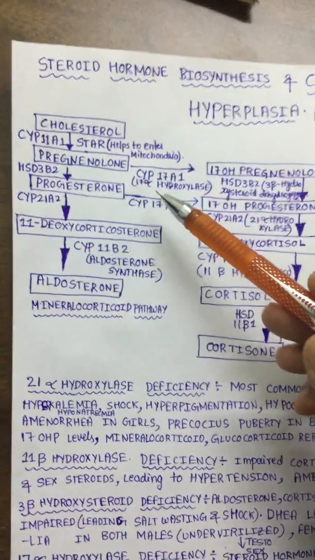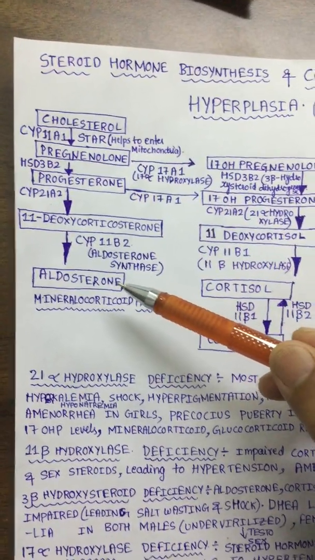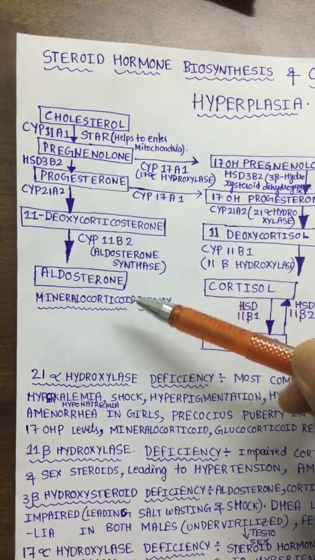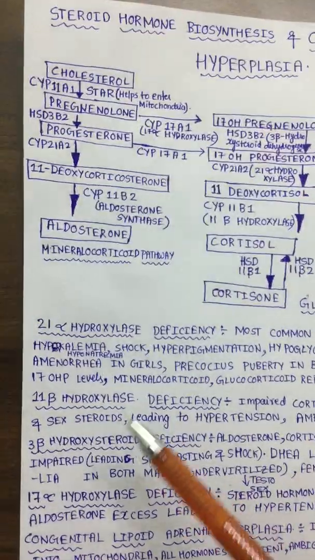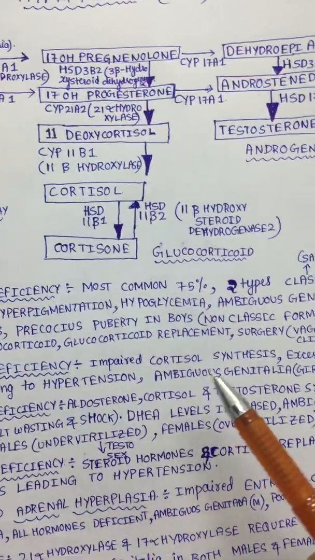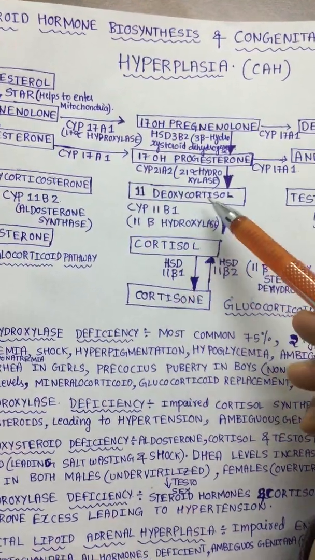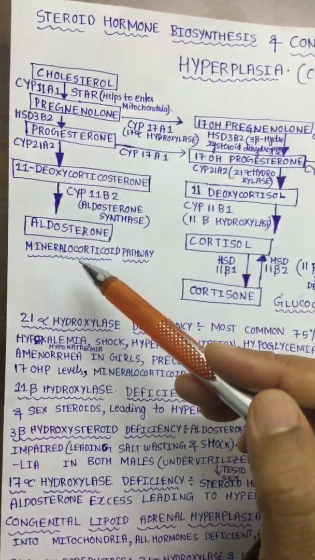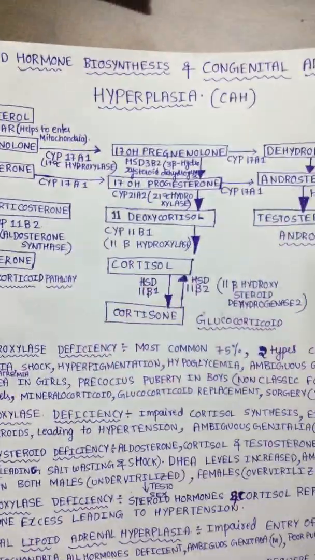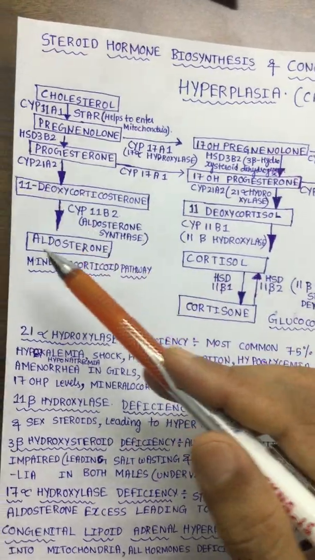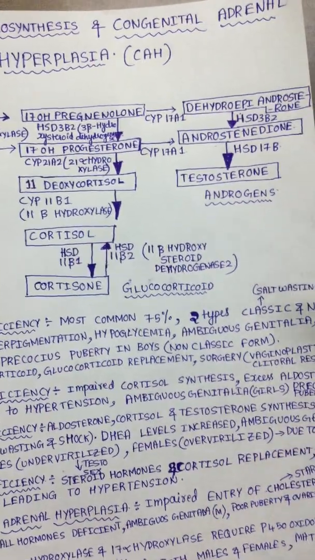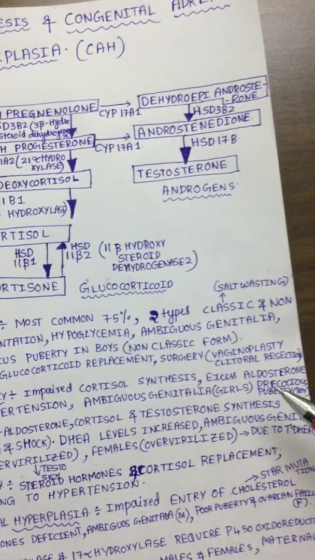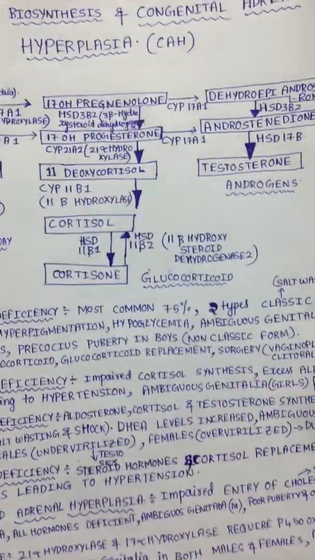So when mineralocorticoids are elevated, aldosterone is elevated. Due to this, sodium and water retention will be there, and it will lead to hypertension and also hypokalemia. So in 11 beta hydroxylase deficiency, there will be impaired cortisol synthesis and excess aldosterone. Only the cortisol glucocorticoid pathway will be deranged, so androgens and mineralocorticoids will be in excess. Because of excess aldosterone, hypertension will be there, and because of excess androgens, ambiguous genitalia in the girls and precocious puberty in the boys will be seen, same like 21 hydroxylase.